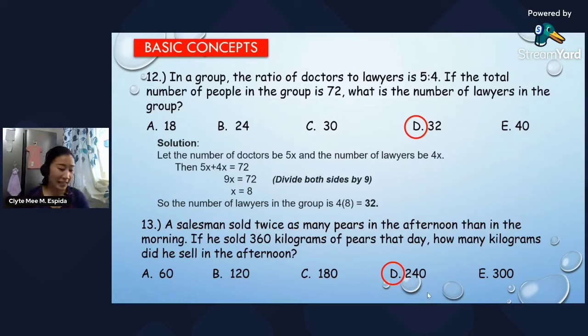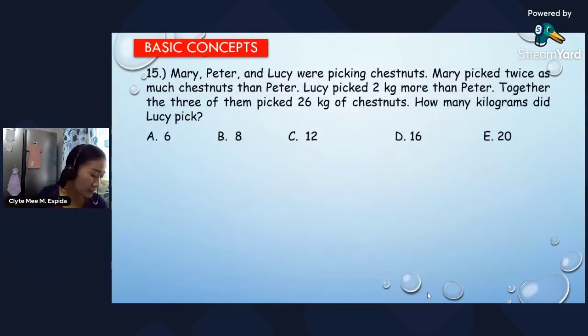Okay, sige. Let's have the next problem. Okay, mali yung numbering ko. It's 15 yung nasulat. Sige.